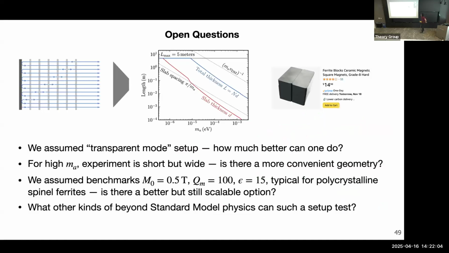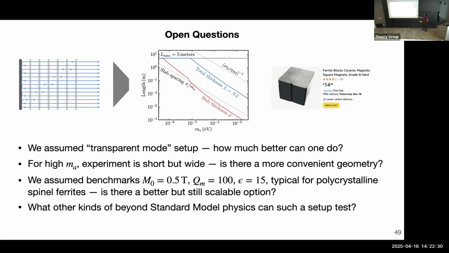So there are of course a lot of open questions about how to do this, because I've only done the simplest possible calculation here, and it's been conservative in a number of ways. First is we did this transparent mode setup, which is basically the simplest thing you could possibly do for multilayer. And the second is that when you have high mA, this experiment is short but really wide. It's a few centimeters long, but a square meter in area, which is very inconvenient for fitting into a fridge or inside a magnet bore.